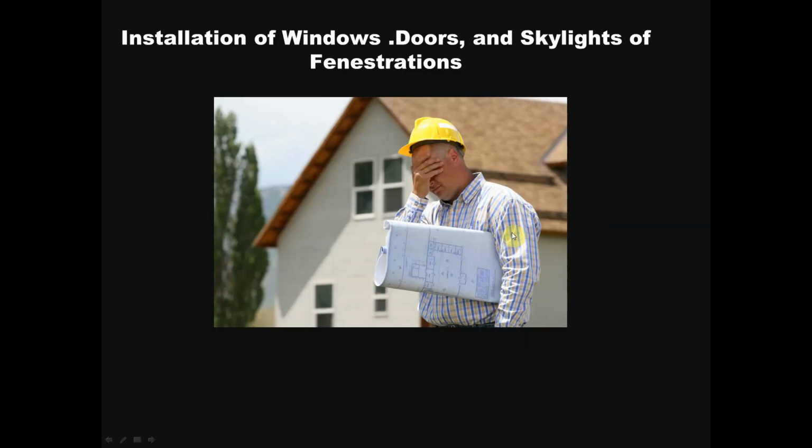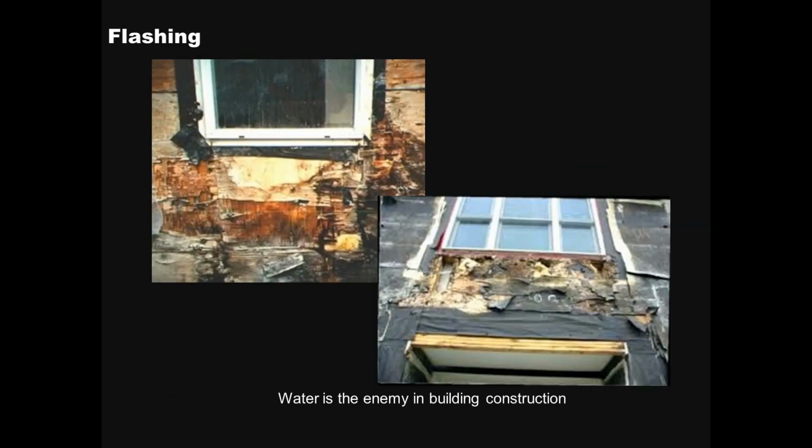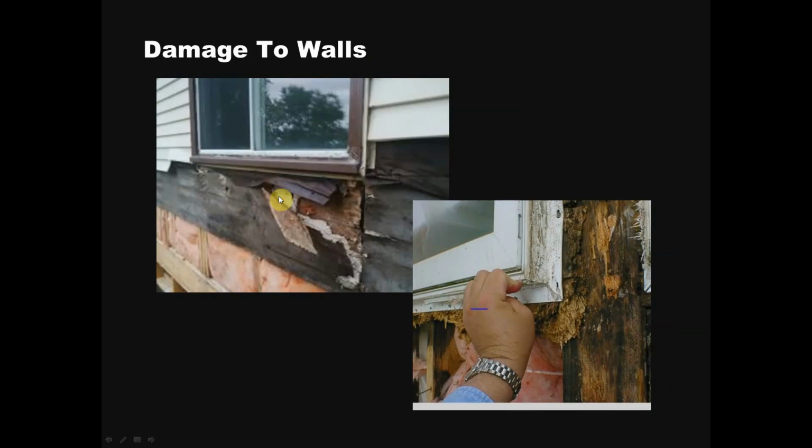Okay, now we're into installation of windows and doors and skylights. There's only two types of windows: windows that leak and windows that will leak. Eventually in its life it will leak, and that's by Joe Lstiburek, a building science guru actually. As you can see, flashings around windows and protection from water is key. As you can see what happens if you don't install a window and put the flashings in there correctly. Lots of damage there. And if it doesn't dry, it will die. It's just a matter of that, if it stays wet and it doesn't dry out.